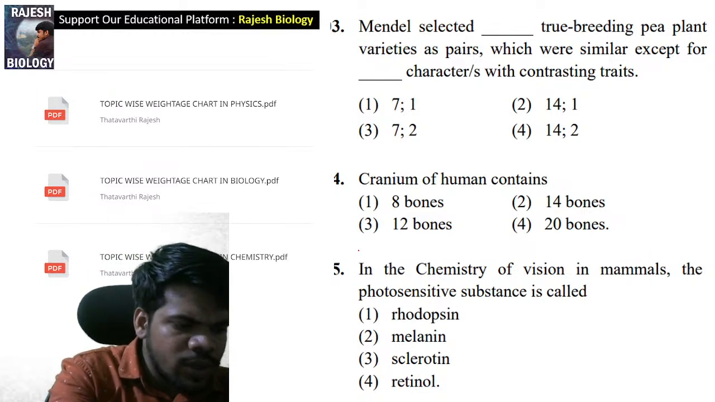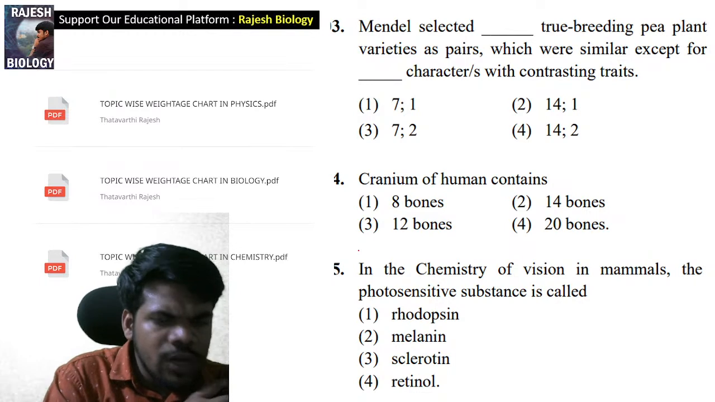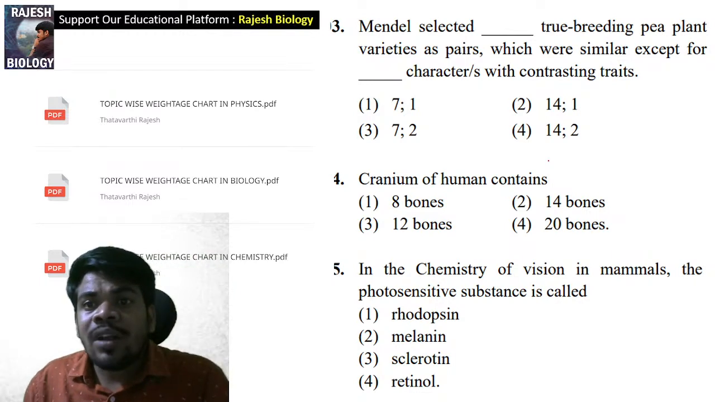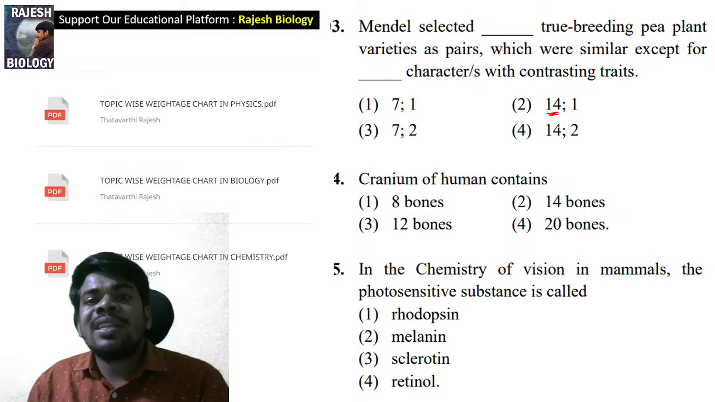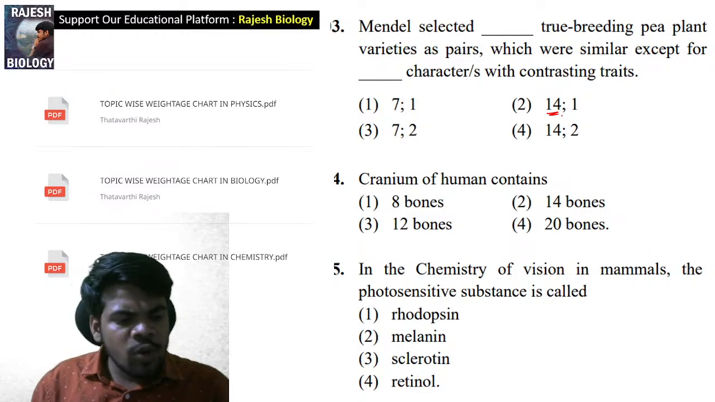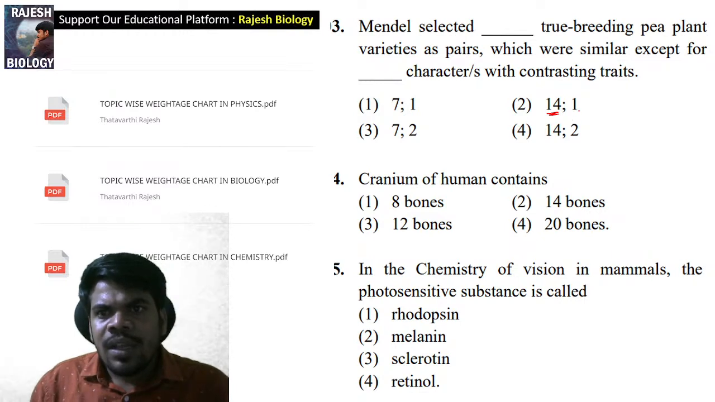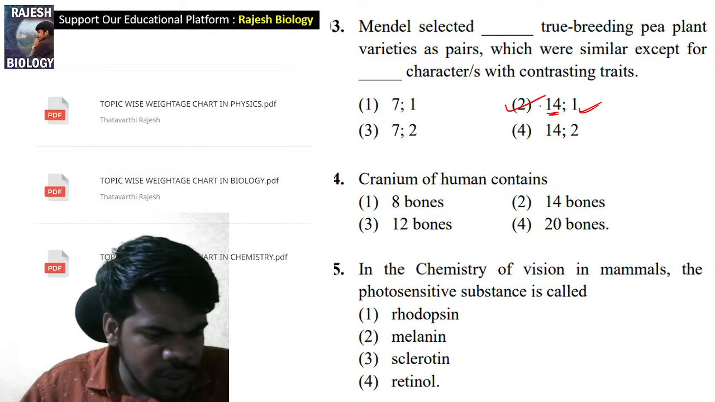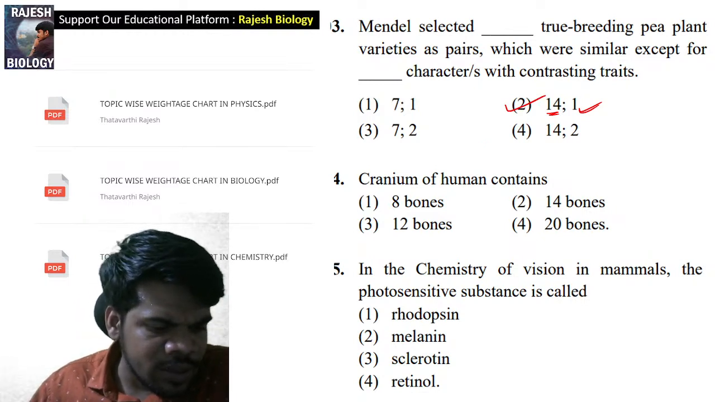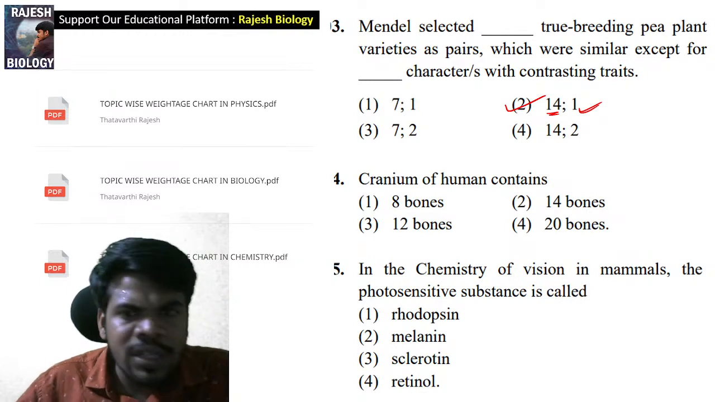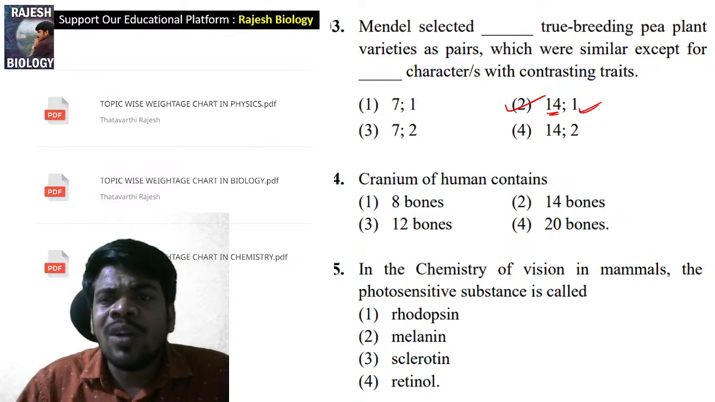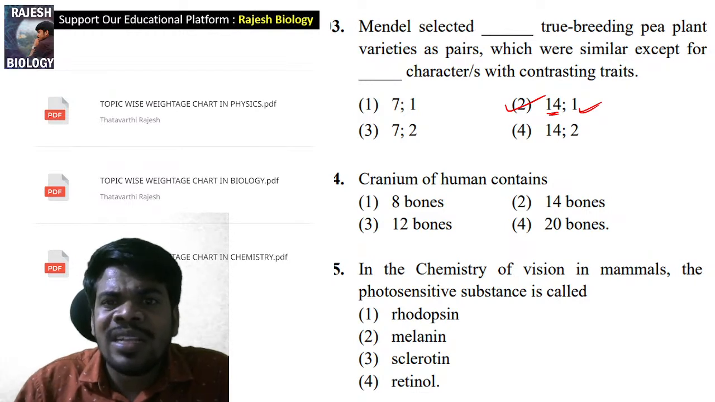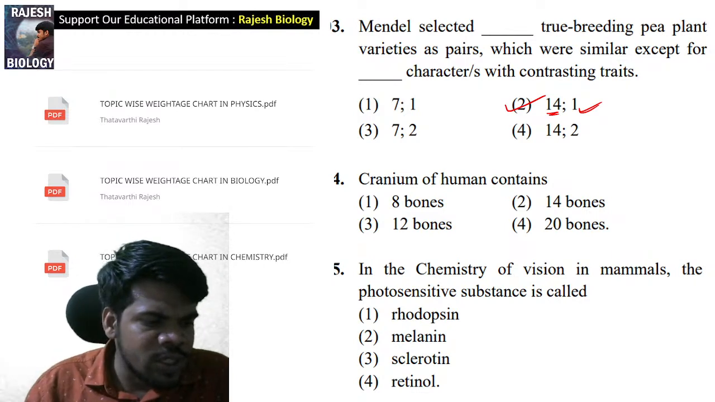Praveen, right? Third one, it is not 1. Mendel selected 14 true breeding pea plant varieties as pairs, which were similar except one character with contrasting traits. So the second option is the right answer, 3-2. It is a direct line from the NCERT. Chandrika and Praveen, you can observe this: Mendel selected 14 true breeding pea plant varieties as pairs. Yes, correct, Chinnu. Very good.